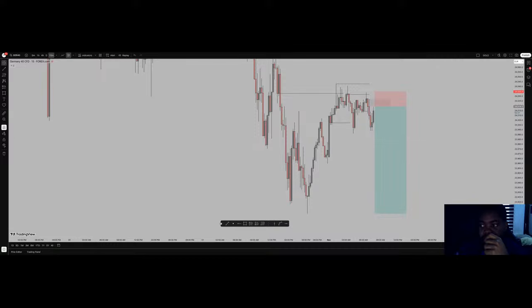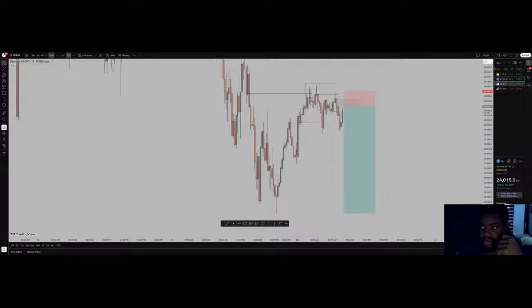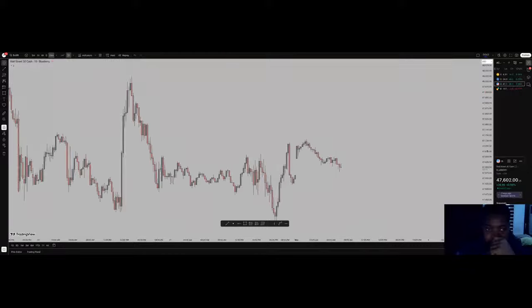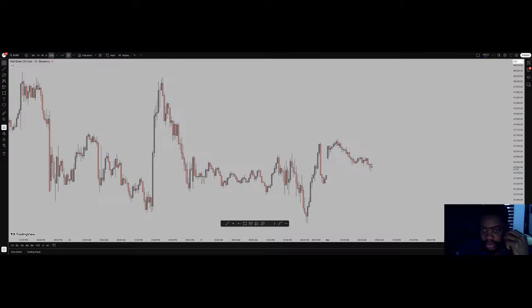Is this market moving on anybody's end? Well, let's see. Let's go to US 30. I'm not sure about US 30 in a very, very long time. So same thing, same rule. You have to be on the monthly time frame.